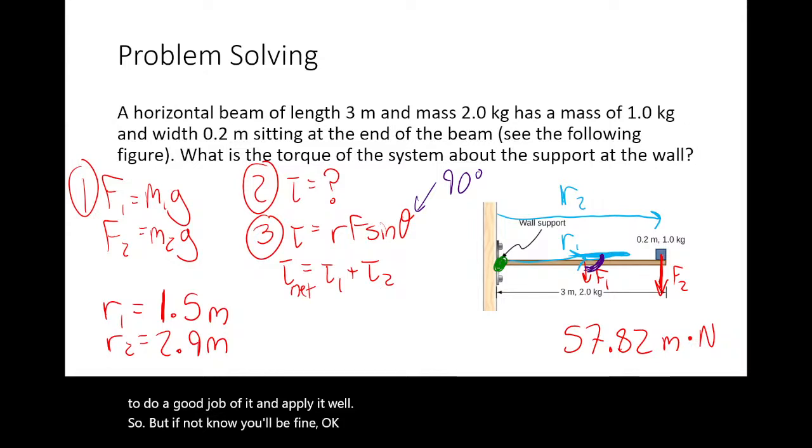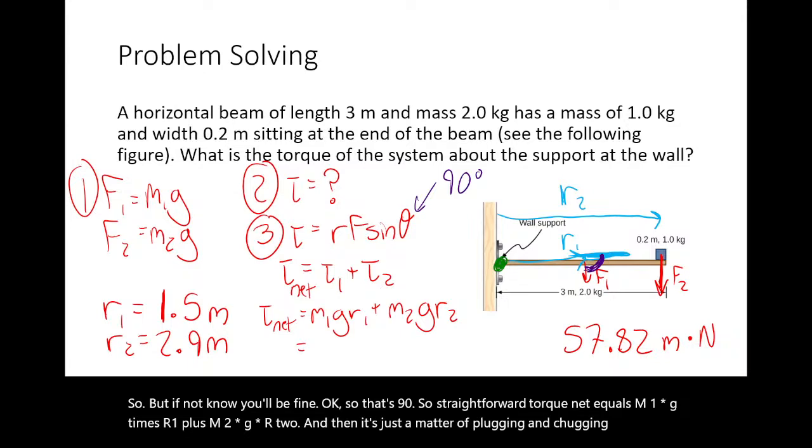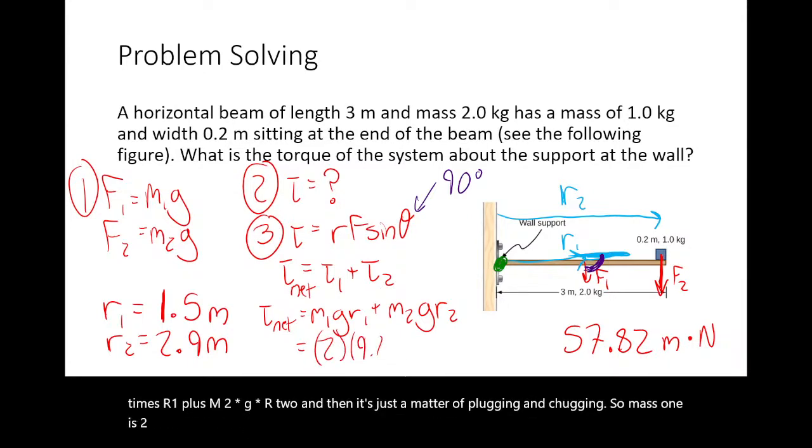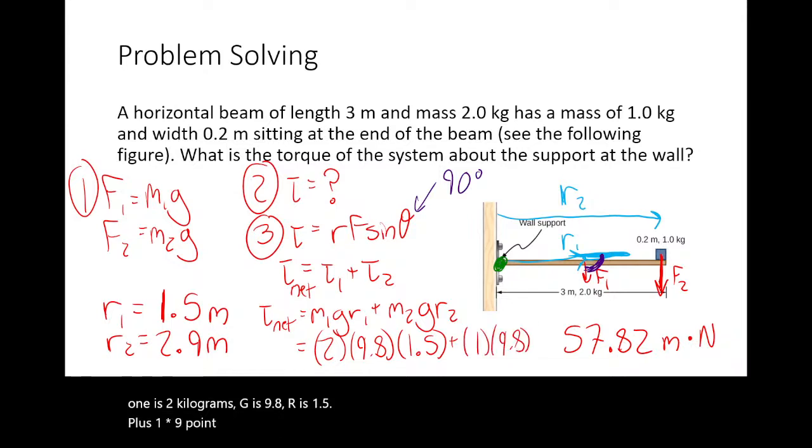Okay, so that's 90. So, straightforward, torque net equals M1 times G times R1 plus M2 times G times R2. And then it's just a matter of plugging and chugging. So mass 1 is 2 kilograms, G is 9.8, R is 1.5, plus 1 times 9.8 times 2.9.